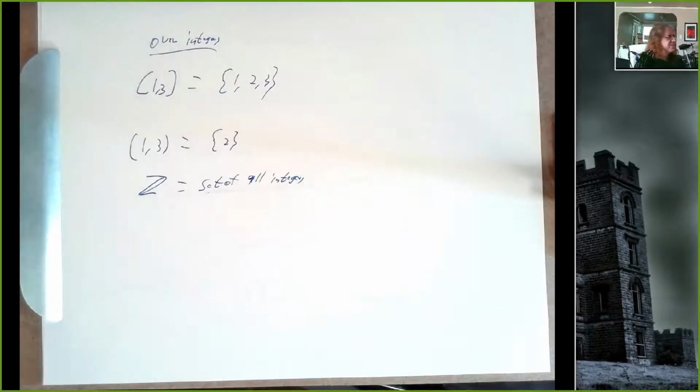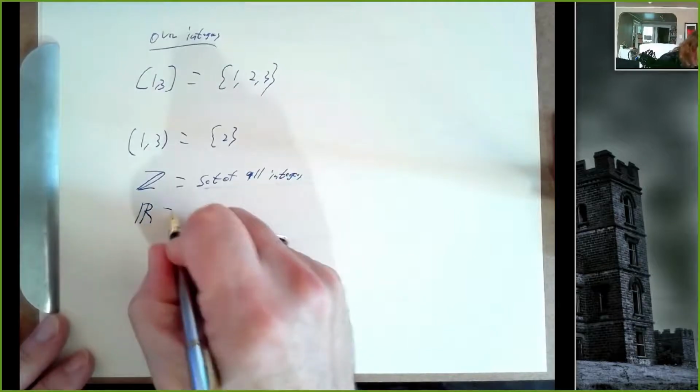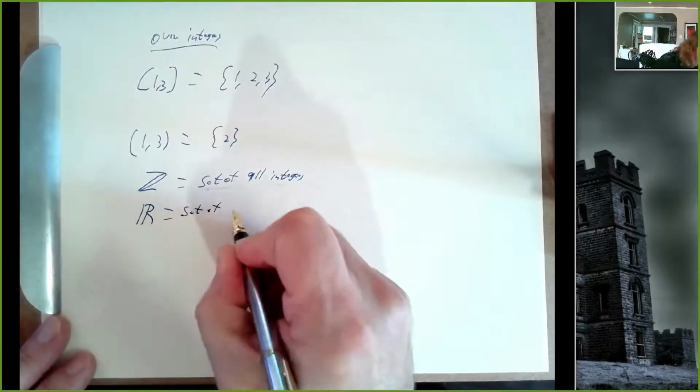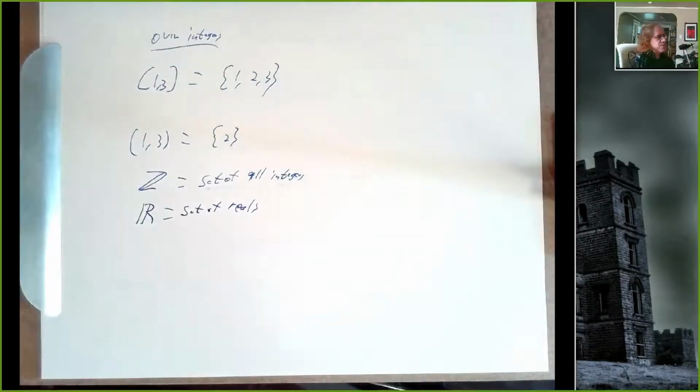All right, so Z is the set of all integers. R, with a funny double line, that's the set of reals. We don't do a whole lot with R in this course. Why? Because we're talking about discrete structures, and R is not discrete. But we'll find uses for it once in a while.